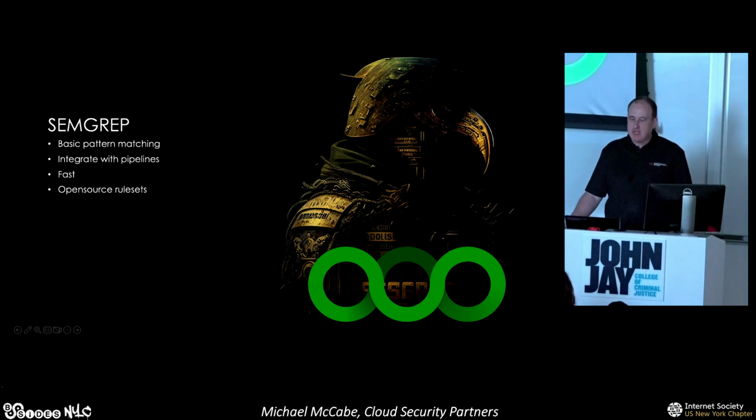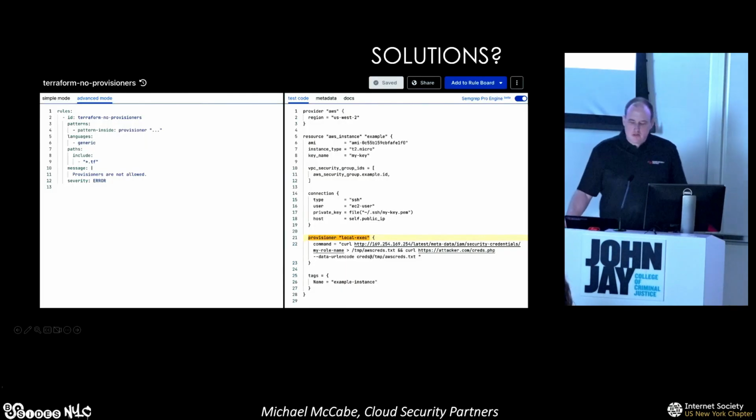So semgrep, as in the name, is a pattern matching tool, obviously much more, I don't know if I'd say more powerful than grep, but meant for a certain use case. Very easy to integrate with pipelines. It's pretty fast. It's open source, and they have a lot of open source rule sets as well. So a really simple example, hopefully you all can read that, but you can write a simple semgrep rule to check for all these types of things.